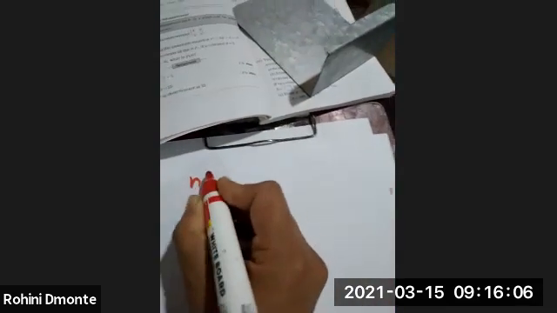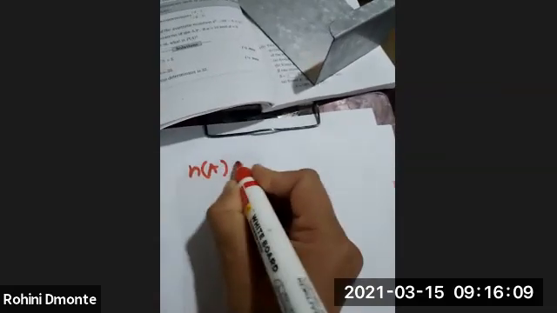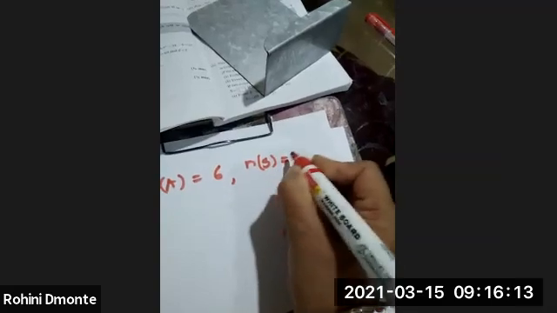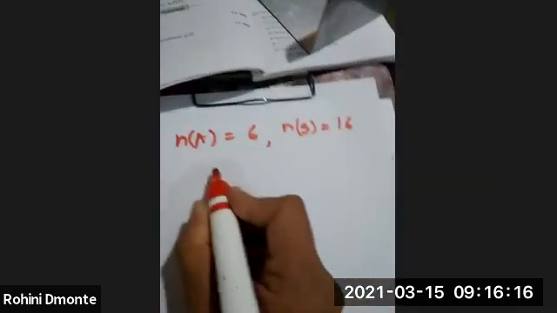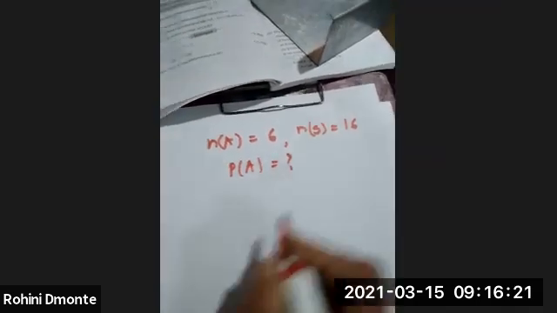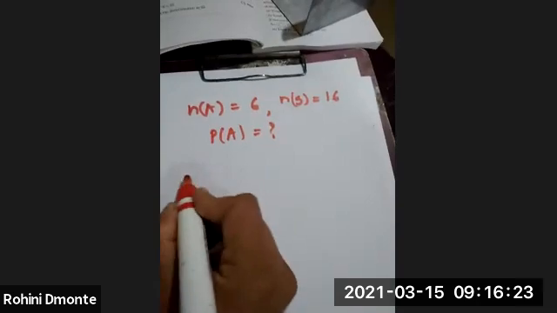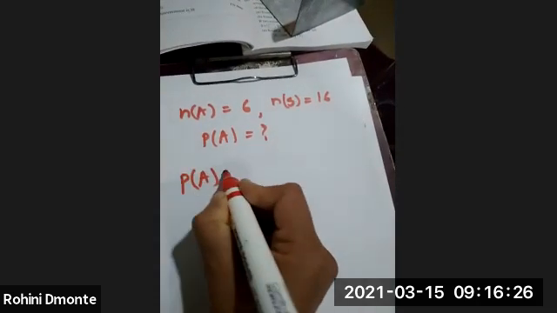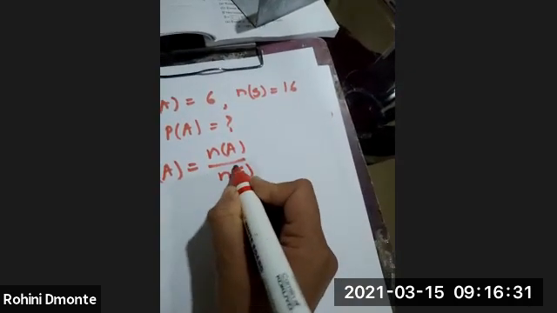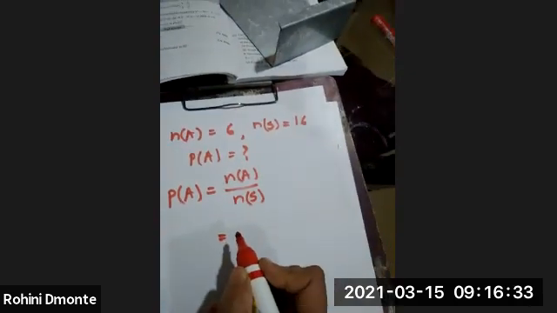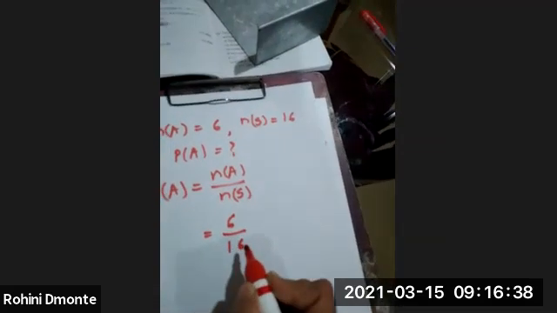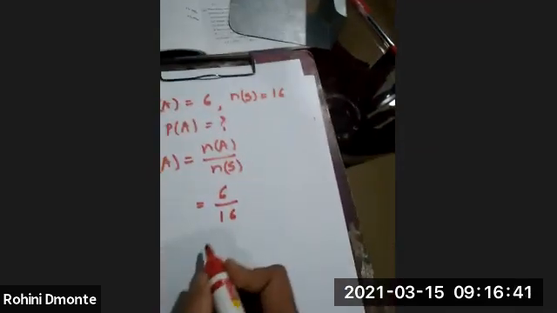Okay, NA is given as 6. NS is given as 16. And we have to find the value of P. So now you know the formula of P. What is the formula of P? P is equal to NA upon NS. What is the value of NA here? 6. What is the value of NS? 16. Right? So just find this.